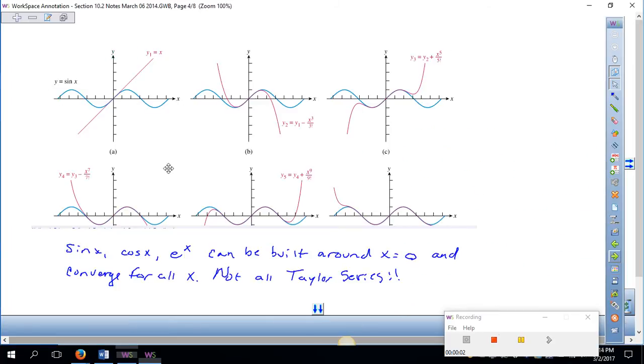Here we have just a reminder that sine x, cosine x, and e to the x are very special series in that when we create the infinite series for these functions, they overlap the original function for all of the domain. So there is an infinite interval of convergence, which is not true with most series, but these three are very special in that way.